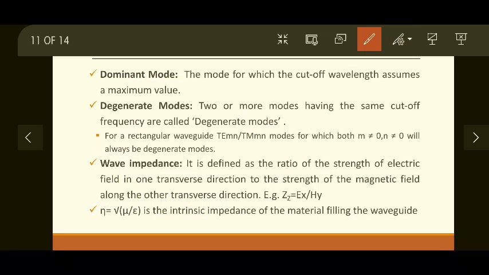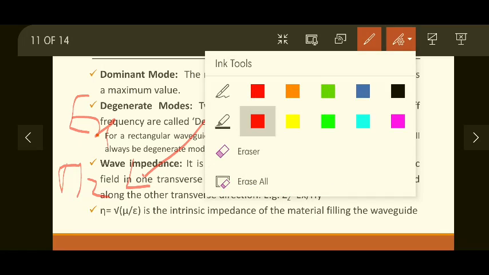Then there is another parameter called wave impedance. In the difference between transmission line and waveguide, we have seen what characteristic impedance and wave impedance are. In waveguides we have wave impedance, which is nothing but the ratio of strengths of transverse magnetic and electric fields. So if the wave is traveling along the z direction, then wave impedance will be Ex upon Hy. Okay. If the wave is traveling along the y direction, it will be Ex upon Hz. Like that. That will be wave impedance.